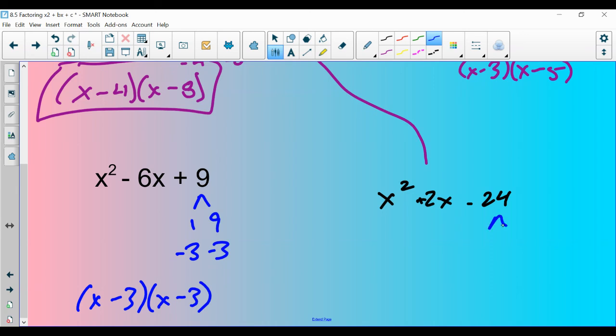Same idea here with this last one. Factors of 24 would be 1 and 24, 2 and 12, 3 and 8, and 4 and 6. Now we need one of these pairs of numbers to add to positive 2. And 1 and 24 never could, 2 and 12 never could, 3 and 8 never could. But if the 4 was negative and the 6 was positive, then these two things would add to positive 2. So in factored form, x minus 4 and x plus 6.